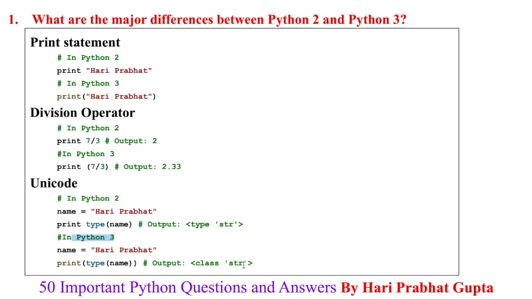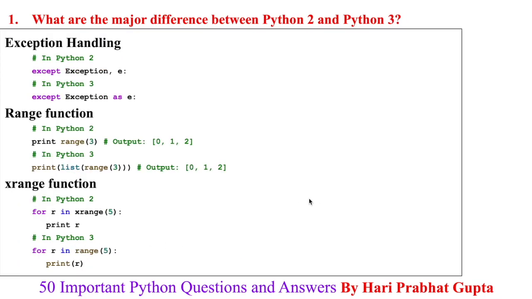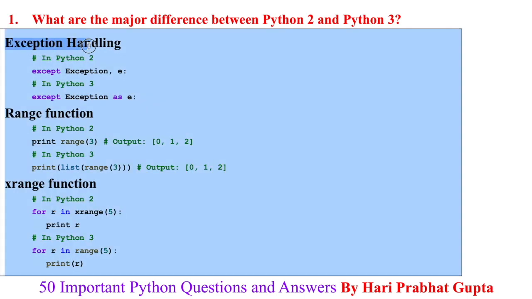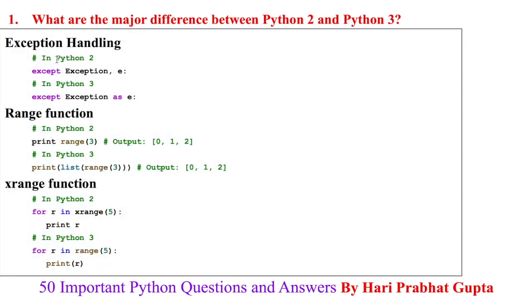In Python 3, there is only one type of string, which is str, and this type represents a sequence of Unicode characters. Now the next difference is exception handling. In Python 2, the syntax for catching an exception and assigning it to a variable is separated by a comma: exception, comma, e. In Python 3, the syntax is like this one, where we use the as keyword to separate the exception and e.